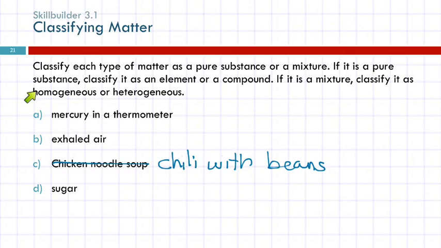We should be able to answer questions like this. Classify each type of matter as a pure substance or a mixture. If it's a pure substance, is it an element or a compound? If it's a mixture, is it homogeneous or heterogeneous? Now, some of these are going to be challenging at this point in your science education. The mercury in a thermometer.